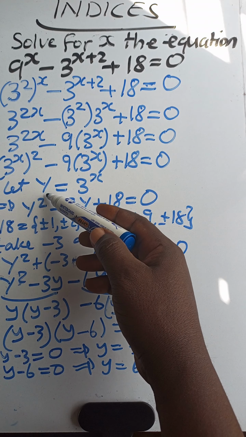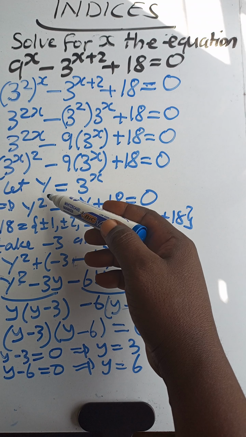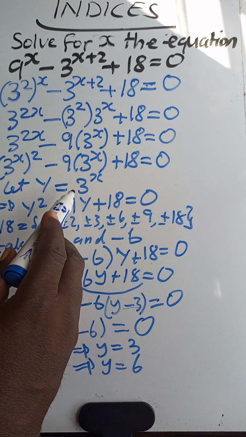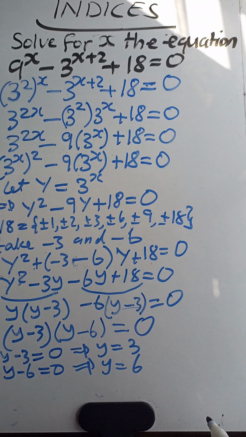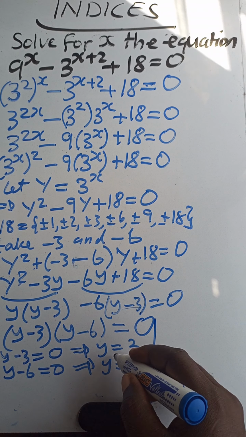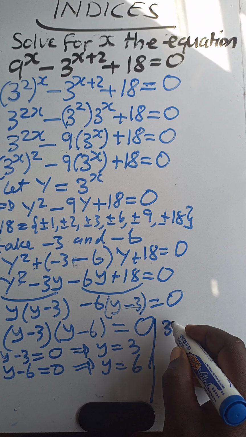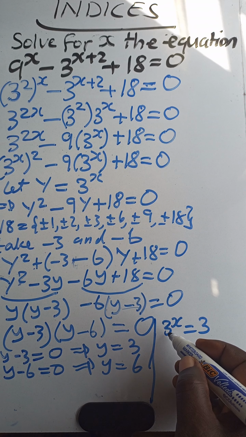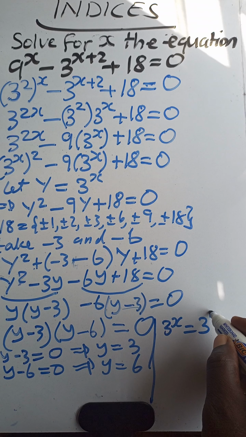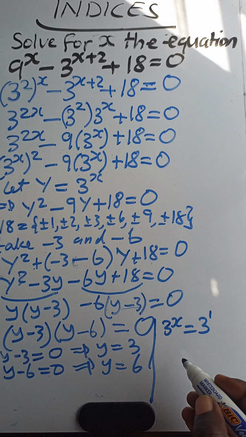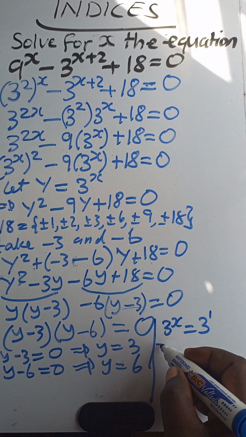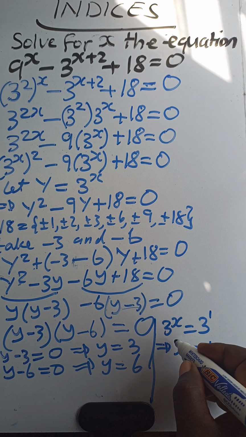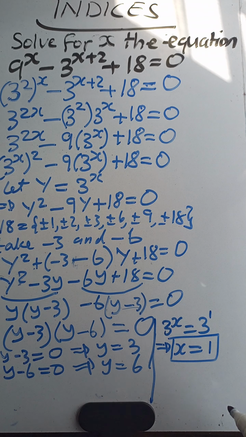Okay, so we'll go back to that substitution. It's from here that we'll be able to find the value of x. So when we replace y with 3 to the x, we are saying that in this first case, 3 to the x is equal to 3. Okay, this is its index form. We can also make this in index form. 3 is the same as 3 to the power 1. The bases are equal. That therefore means that we have to equate the powers. X equals 1. So this is the first value of x.